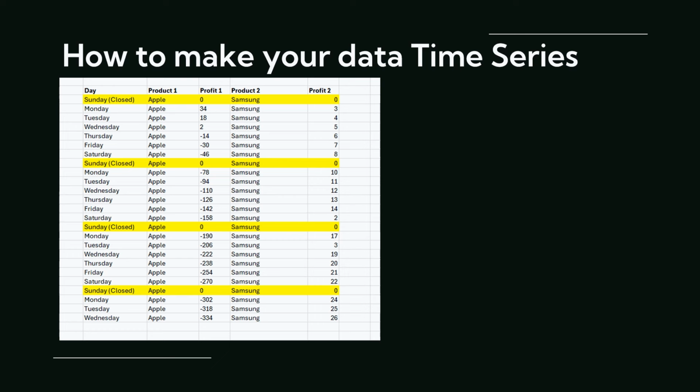So first of all, you need to decide, what are you doing? What are you trying to forecast here? Are you trying to forecast the entire company's sales? Or are you trying to forecast the Samsung or Apple? That makes a big difference.